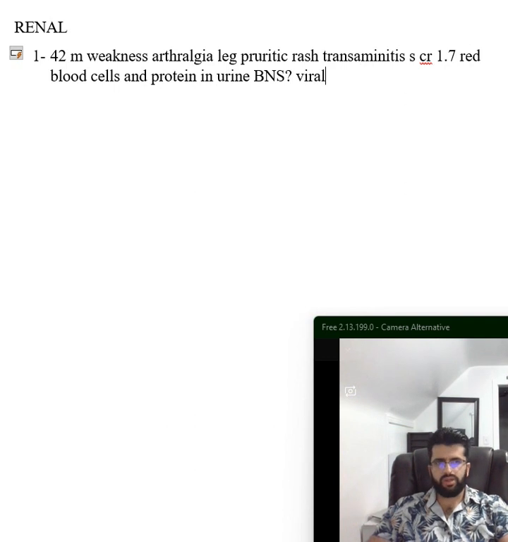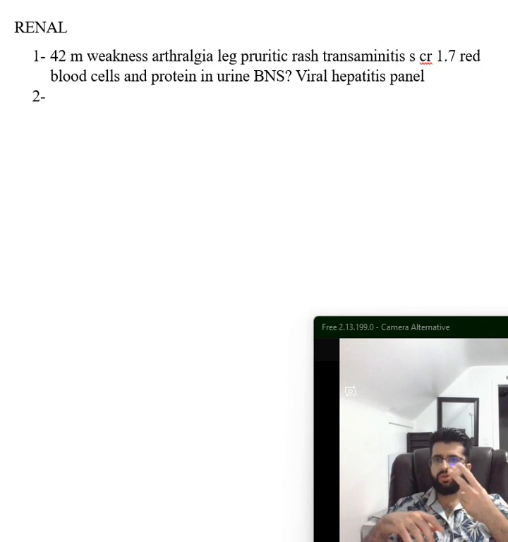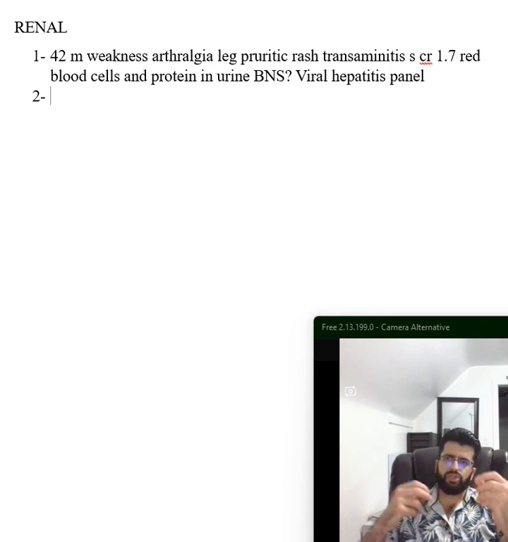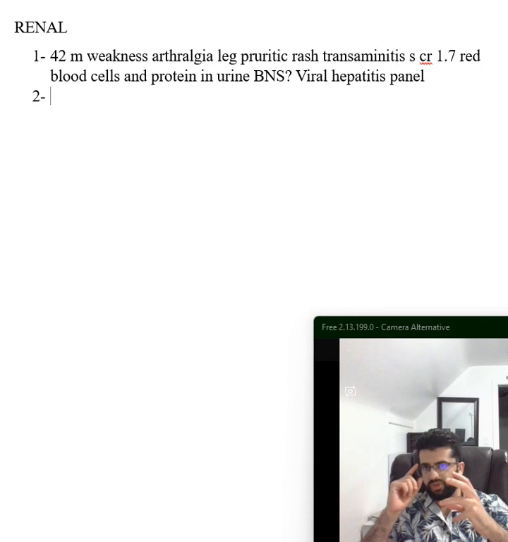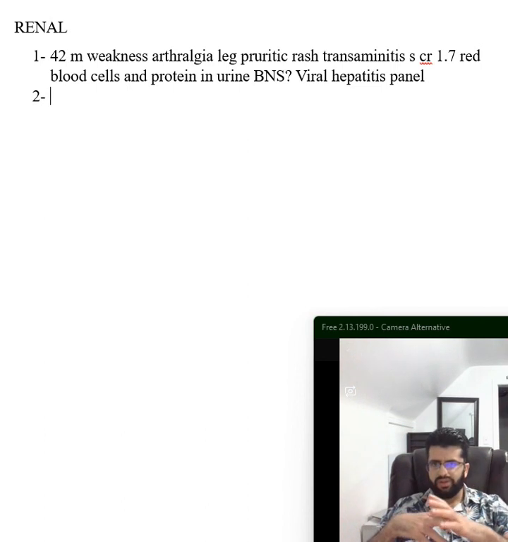You want to do viral hepatitis panel serology, okay? Why? Because this is called cryoglobulinemia, associated with hepatitis C. And there are two types. Type 1 is the lymphoproliferative or hematologic. You have multiple myeloma, it can be asymptomatic or can cause hyperviscosity syndrome like blurry vision, thrombosis, Raynaud phenomenon, livedo reticularis, and complement level would be normal.